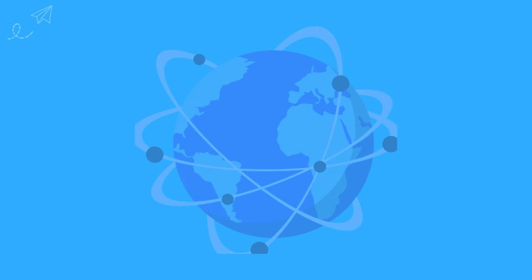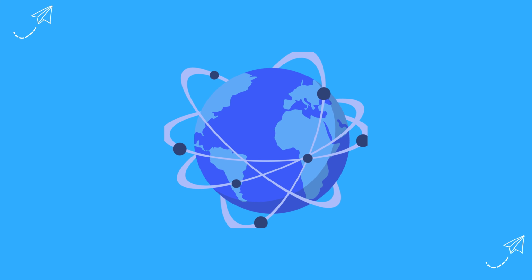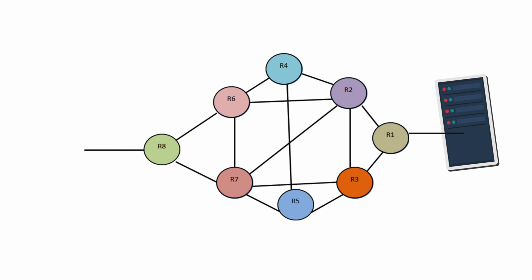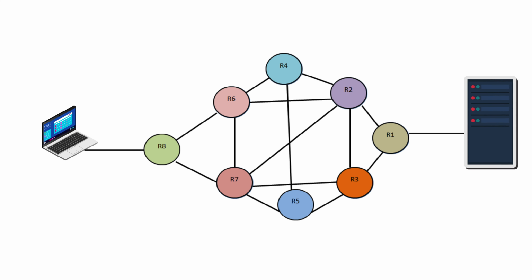The internet is a vast web of countless routers, all working together to move data across the globe. But for simplicity, we'll shrink it down and mimic this complex network with just 8 routers. Let's see how they help deliver the Mona Lisa to her destination.